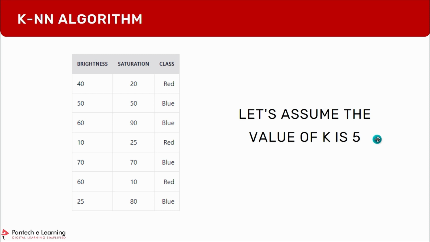Let us have another detailed example. See here, in this table, you have the brightness and the saturation level to find the color, which is red or blue. Totally we have two classes, red and blue. We have columns like brightness and saturation. First, let us assume the k value as 5. I am setting it to 5.